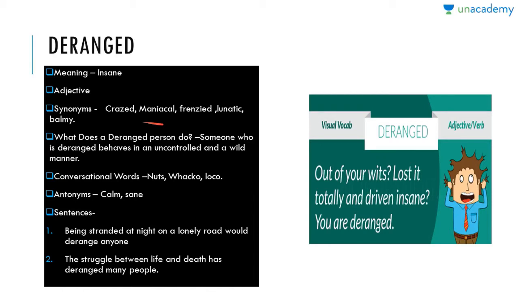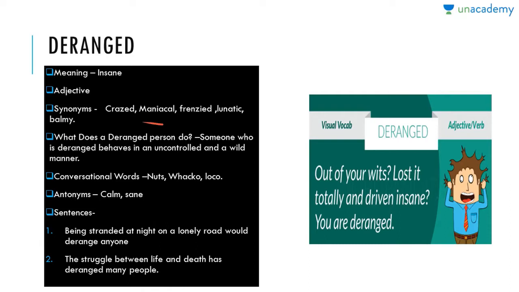When you call someone a maniac, you're calling them obsessed, mad obsessively. Now you must have heard of these terms on social media networks like pizza maniac, this maniac, that maniac. Now they're not literally maniacs. Maniac is some obsession and madness over something, and frenzy again is going nuts about something. So what does a deranged person do? Someone who is deranged behaves in an uncontrolled and a wild manner, so he cannot really be controlled and be brought to sanity. So that is about it.